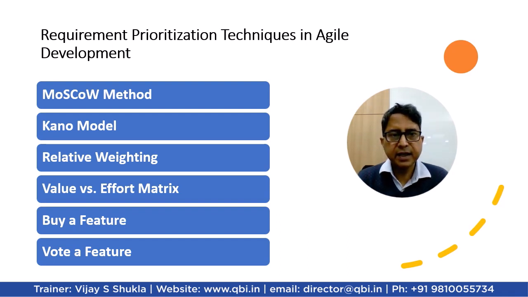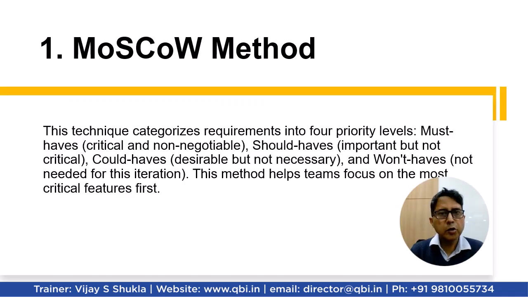These techniques are: number 1, Moscow method; number 2, Kano model; number 3, relative weighting; number 4, value versus effort matrix; fifth is the buy a feature; and sixth is the vote a feature. Moscow method. The Moscow method or the Moscow technique categorizes requirements into 4 priority levels: must have, should have, could have, and won't have. The must haves are critical and non negotiable requirements.